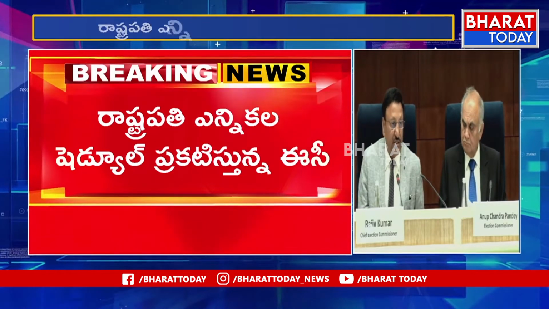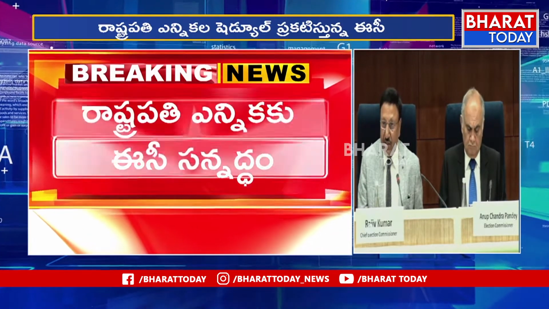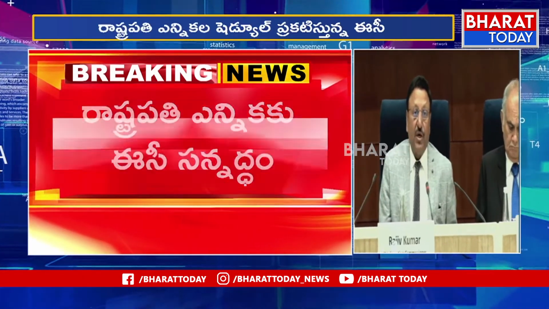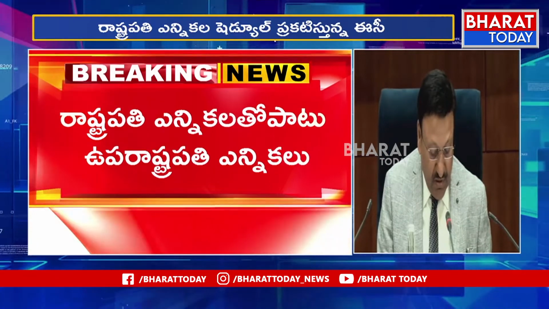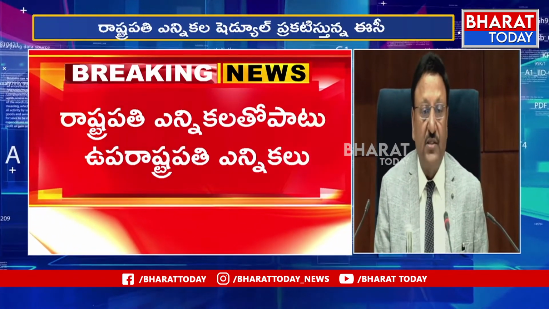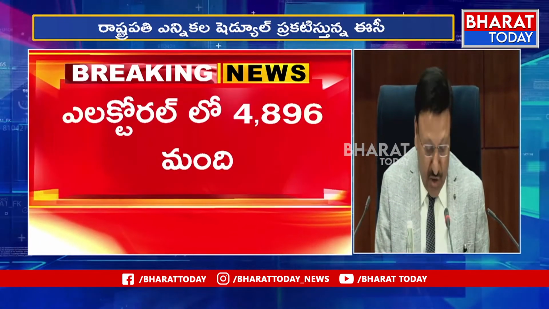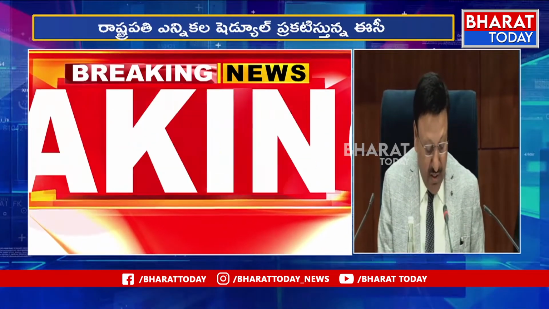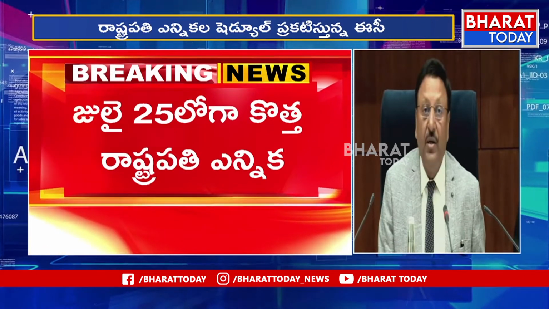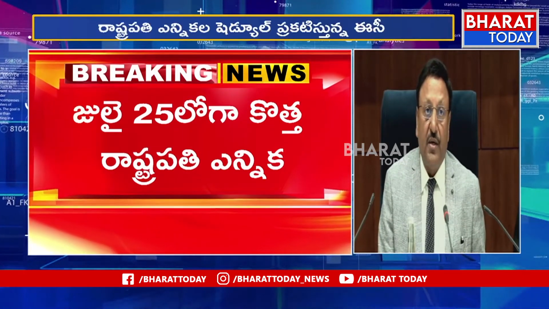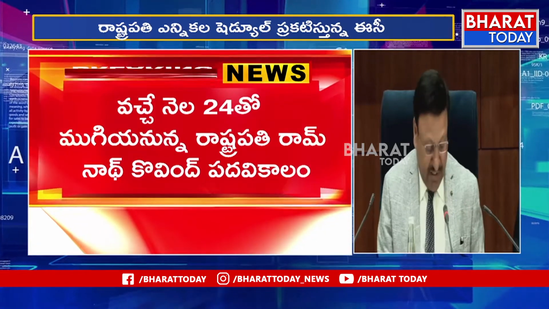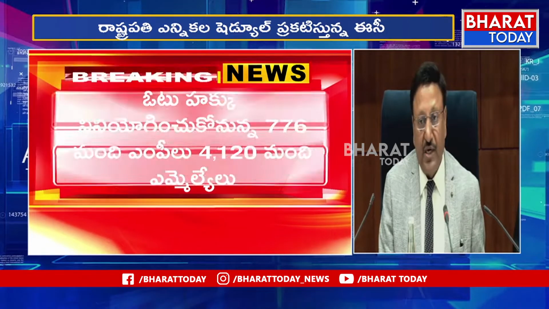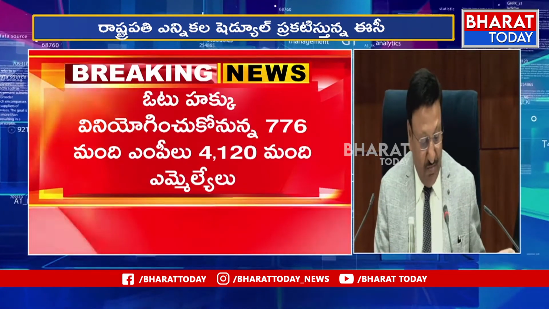Our COs in the states will supervise the arrangements and the election, as I mentioned earlier. Now we come to the COVID. Fortunately, it's not as much of an issue as it was, but still the Commission has decided to maintain every protocol as applicable in the respective states. On the day of polling and on the day of counting, the entire protocol would be followed.